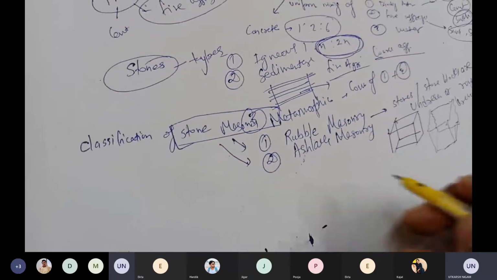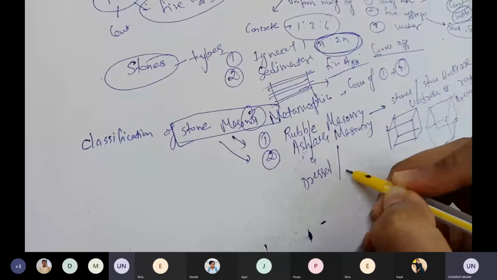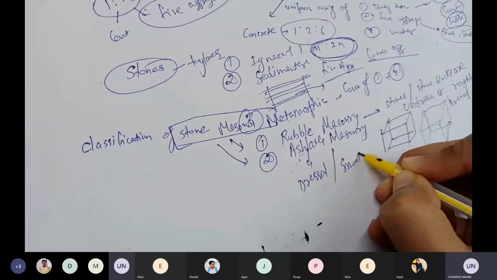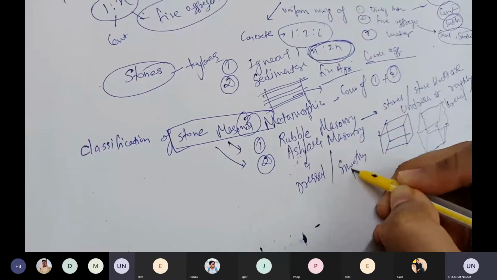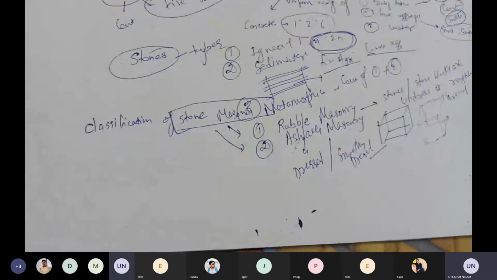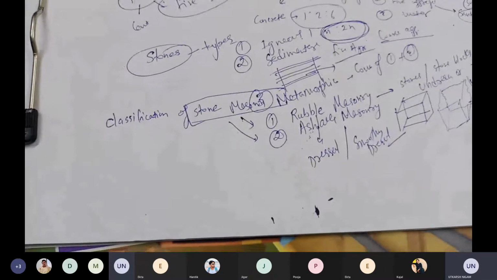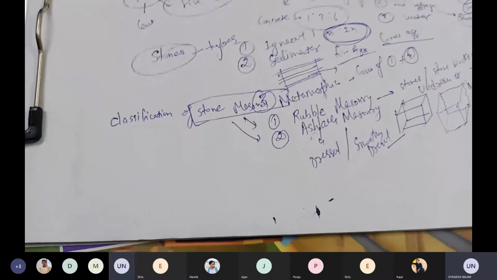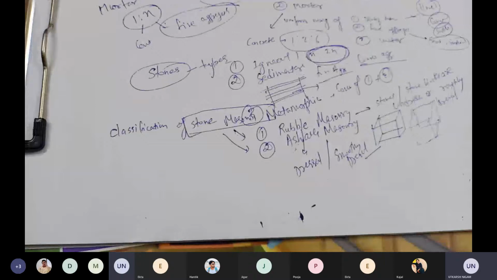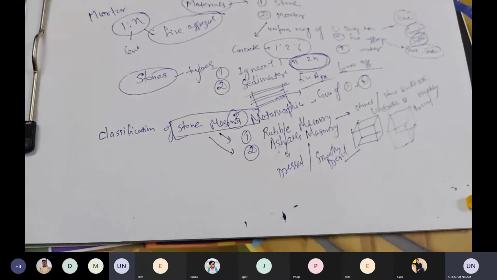So that is the rubble masonry. In ashlar masonry, the stone is completely and smoothly dressed. Sharply dressed, that is ashlar masonry. So this is one type of classification that you need to go through. That is the basic difference between rubble masonry and ashlar masonry.